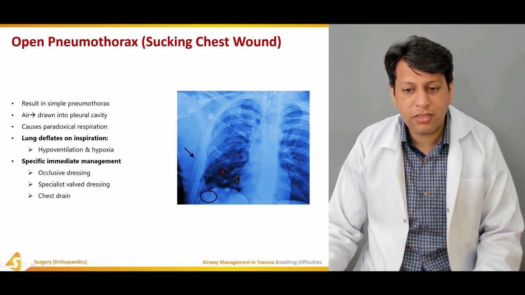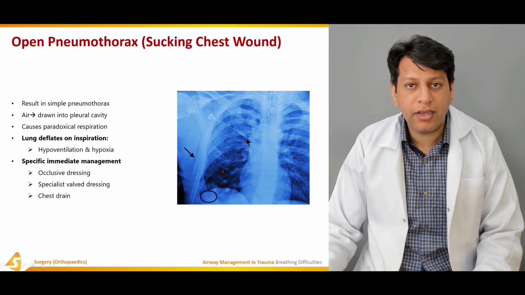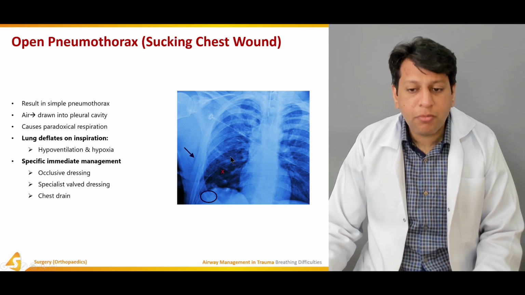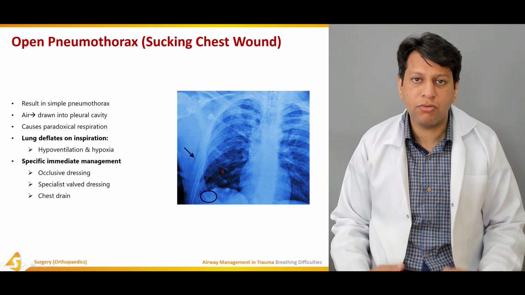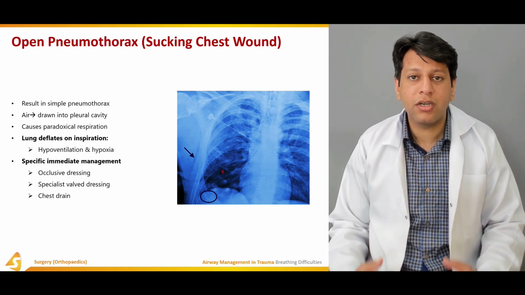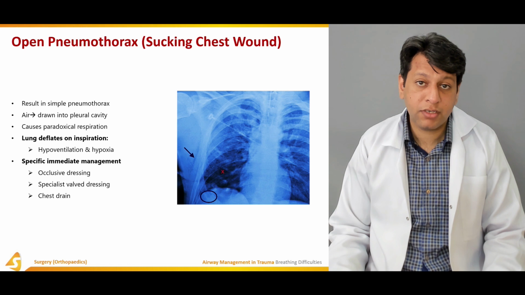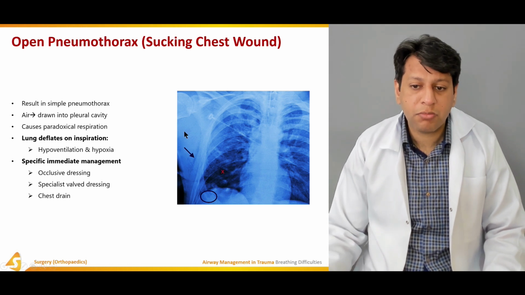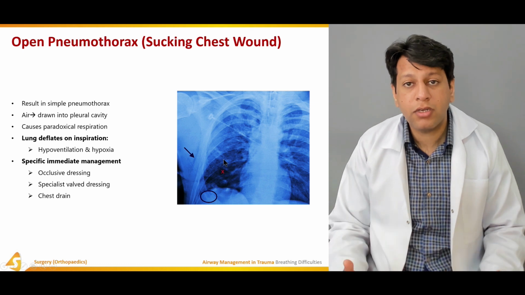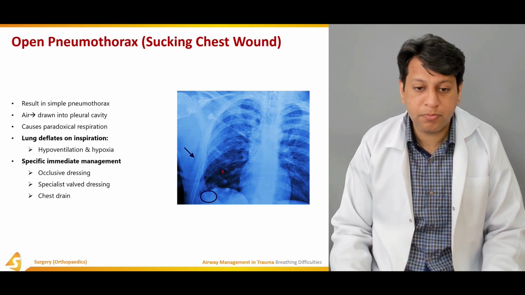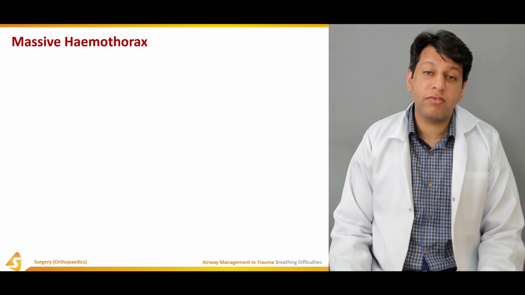As a result, this acts as a one-way valve and air cannot move in, but once some degree of expansion does occur, the air can come out. So that actually reduces the continuous buildup of pressure. And once this has been converted into a simple pneumothorax, we can pass the chest tube to relieve the patient of its symptoms. Now coming to the massive hemothorax.